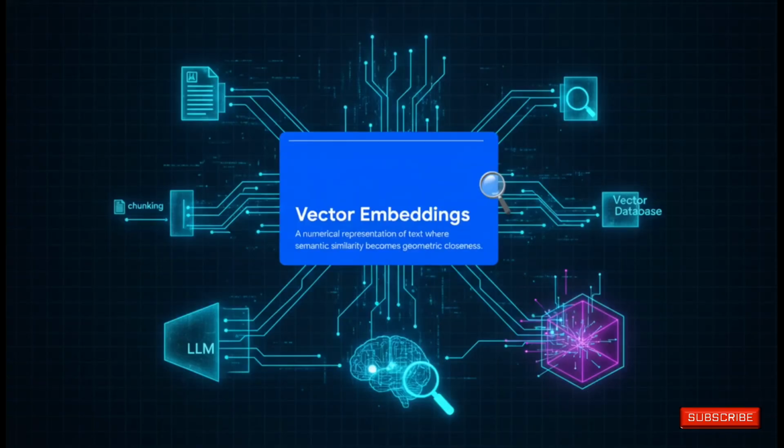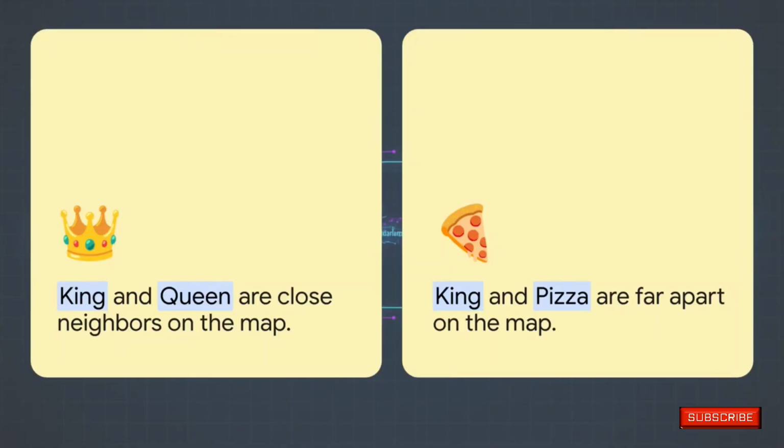Enter vector embeddings. An embedding is basically a translation step. It takes human language, whether that's a word, a sentence, or a whole chunk of text, and it converts it into a massively long list of coordinate numbers. Think of it like a giant, high-dimensional mathematical map of the English language. On this map, conceptually similar words and ideas physically cluster together.